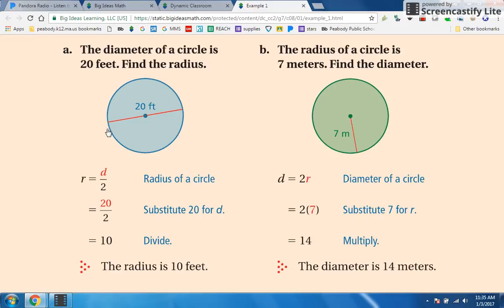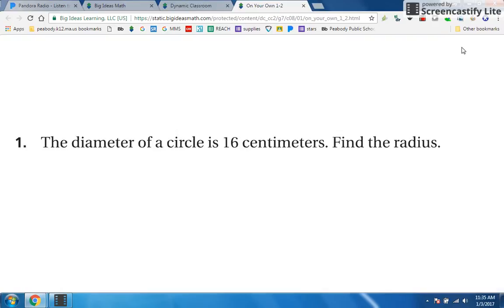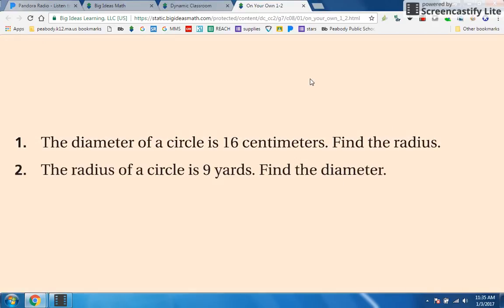So if it's the diameter and you want the radius, you cut it in half. If it's the radius and you want the total distance, which is the diameter, you multiply it by 2. So you try these two. Now these two are a little bit harder because they're not giving you a picture of the circle. So you really need to know what the diameter looks like and what the radius looks like. So you're going to pause and try these ones. But keep in mind, diameter is total distance. That might help you out. You're finding the opposite of what they gave you. So pause and try these.